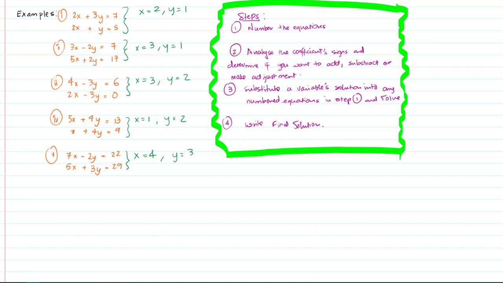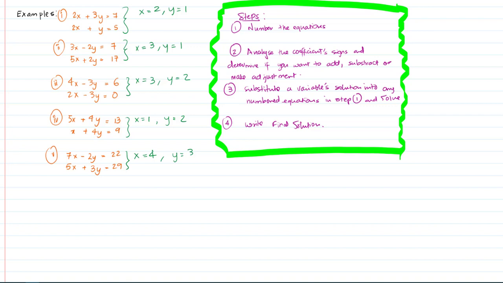Okay, how about the fourth one? The x terms are different, 5x and 1x, but the y terms are the same. We have 4y and 4y. This is simple. You can take this out simply by subtraction.